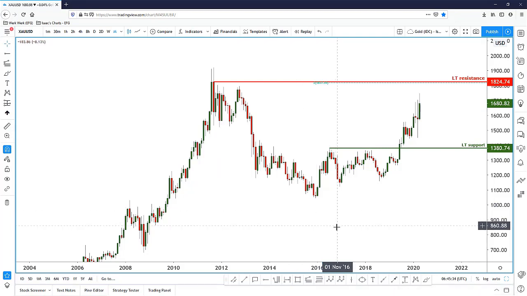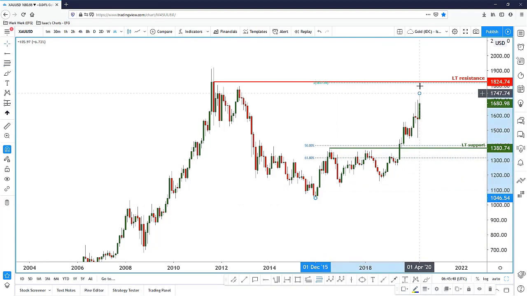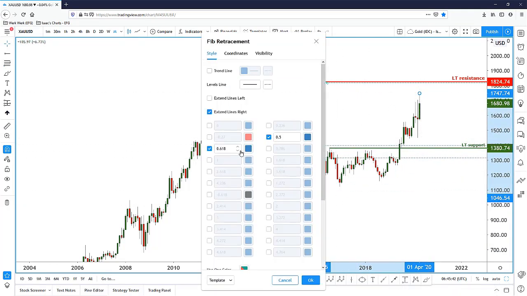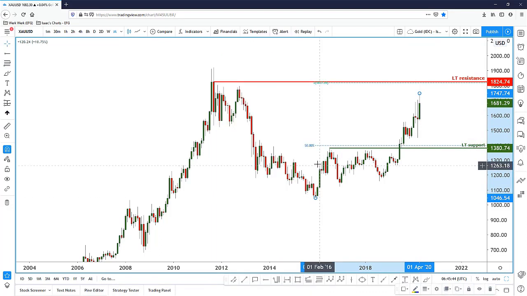We can also confirm this using Fibonacci ratio. We use a retracement from the swing low here all the way to the top. And we see that price is actually in line with Fibonacci retracement of 50%. So these are strong long-term resistance, long-term support levels. With that, let's go down to the weekly.